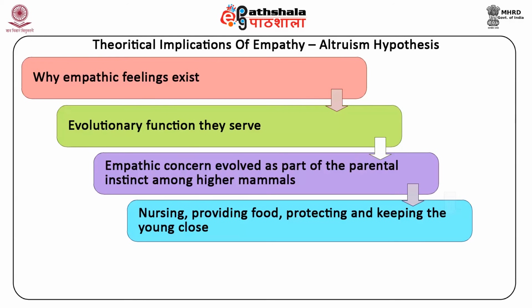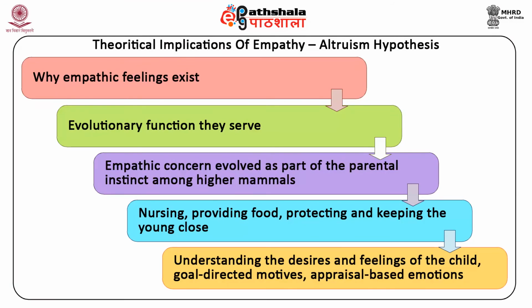It also involves understanding the desires and feelings of the child, goal-directed motives, appraisal-based emotions. Tender, empathic feelings permit more flexible and adaptive parental care, which is directed towards enhancing the child's welfare. The human capacity for empathic concern extends well beyond one's own children. People can feel empathic concern for a wide range of targets, including non-humans.